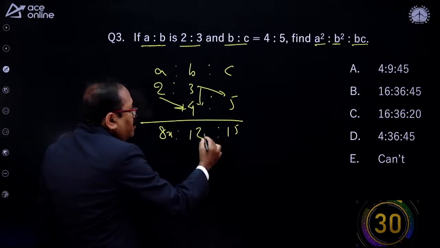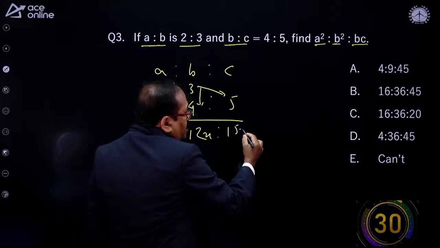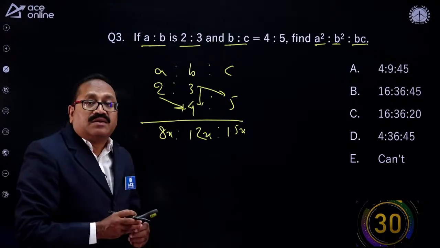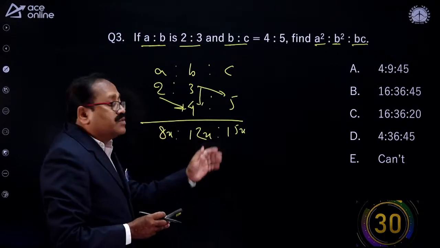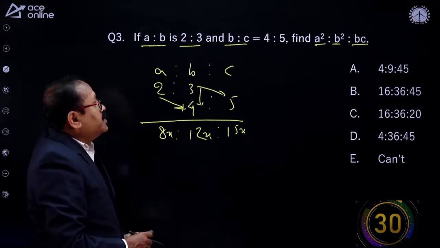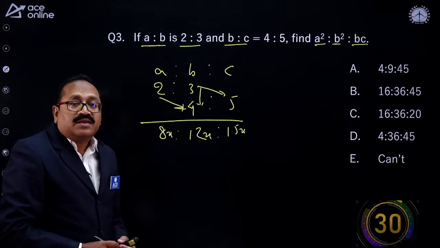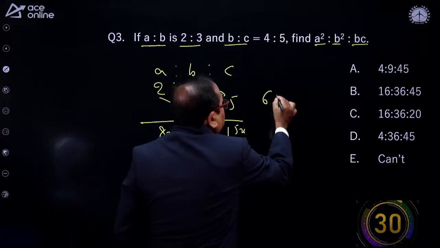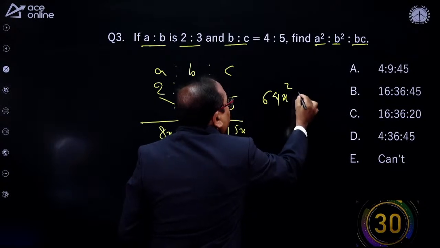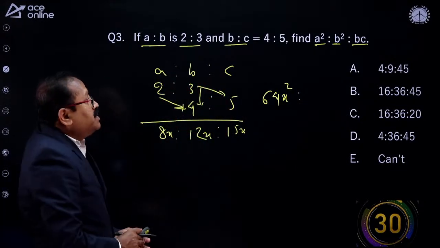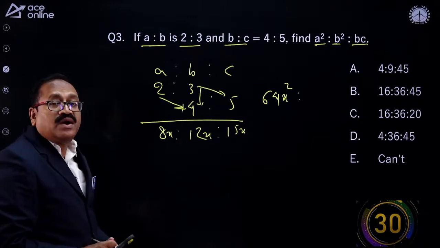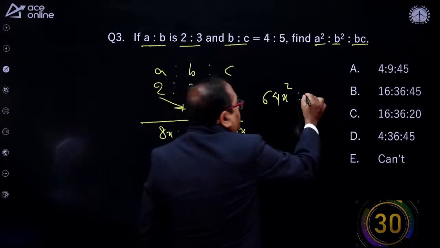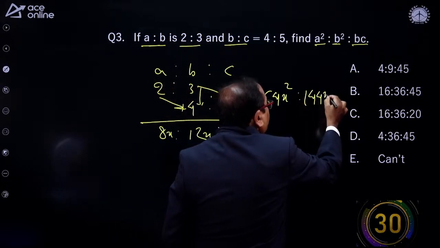That's 12x and 15x. So this is actually the value, because the A value is not just A. So it is 8 is to 12 is to 15. So I will take that over here, a square. So what is a square? That is 8 square is 64, so 64x square. And is to, I need the b square, and the b square is 12x squared, 144x square.